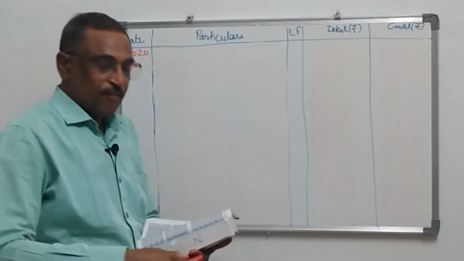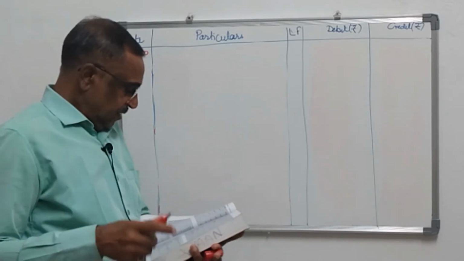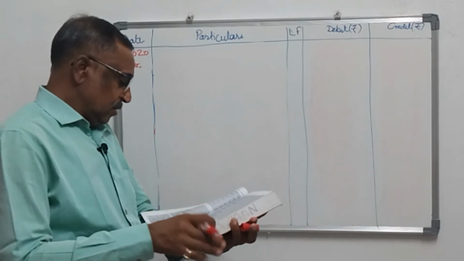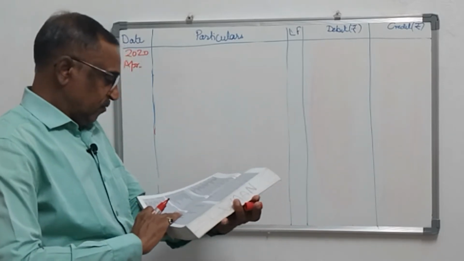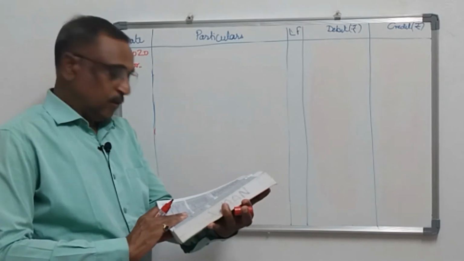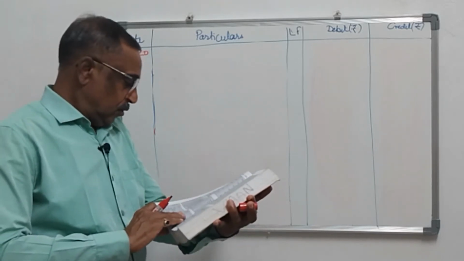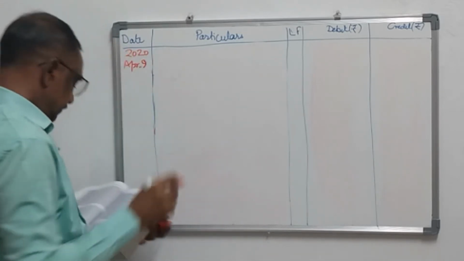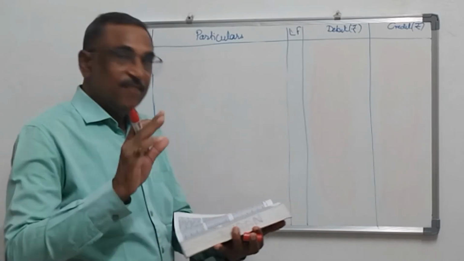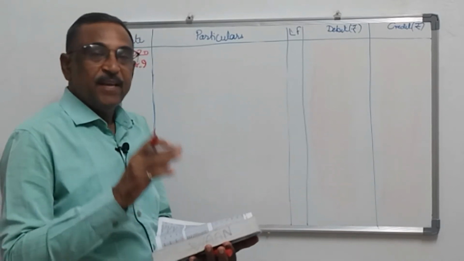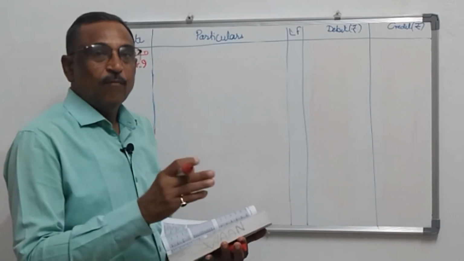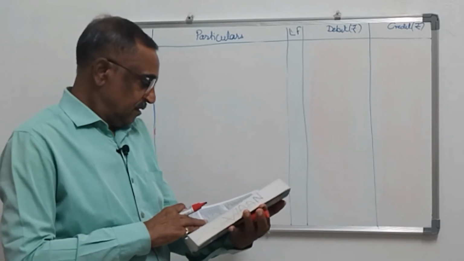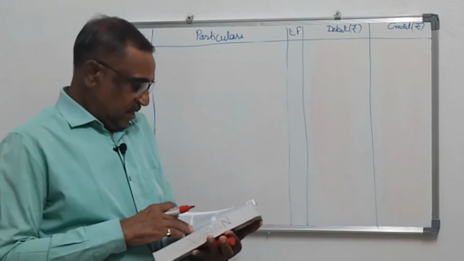So students, now we will take up next, and the next transaction is Dev and Company returned goods, they being defective, for rupees 15,000, and this transaction took place on 9th of April. So on 9th of April, Dev and Company was the company to whom we had sold goods yesterday on credit. So they have returned goods.